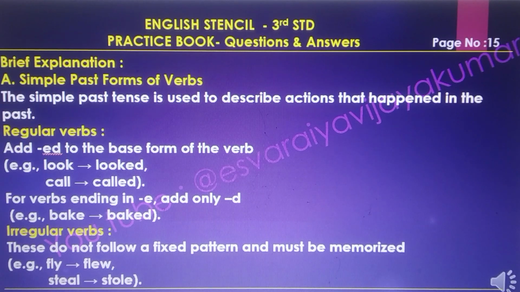Brief explanations. The simple past form of verbs. The simple past form is used to describe actions that happened in the past. A regular verb: add ed to the base form of the verb. Example: looked, called. The verbs ending in e add only d. Example: baked. Irregular verbs do not follow a fixed pattern and must be memorized. Example: fly, flew, steal, stole.